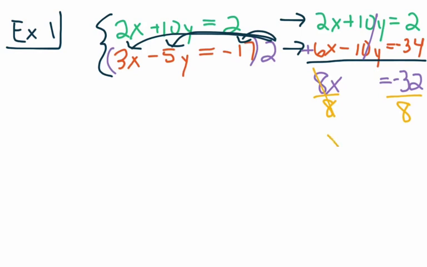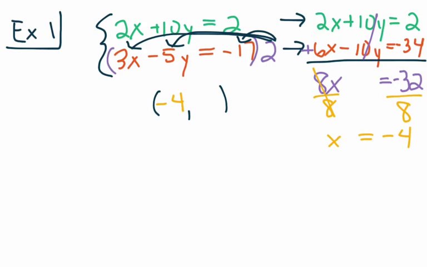8's cancel, and I get x equals -4. So for my ordered pair, start off with -4. Now I have to still find the y value of my ordered pair. So I'm going to take my -4, substitute it back in for x into either of these equations. I'm probably going to go with the green equation here because the numbers are a little bit smaller.